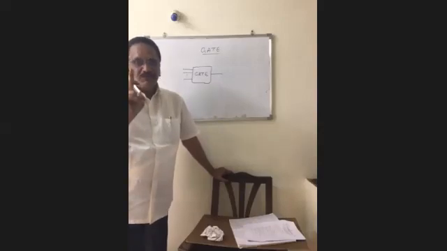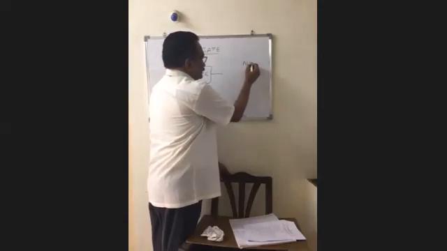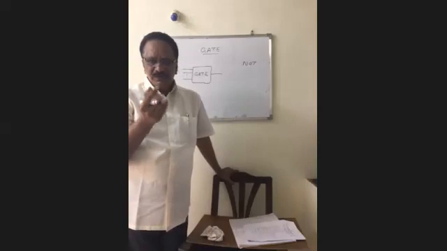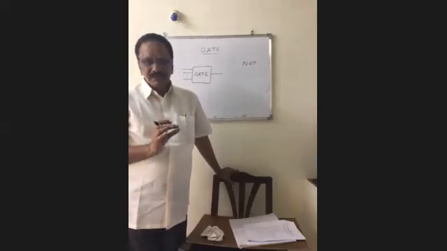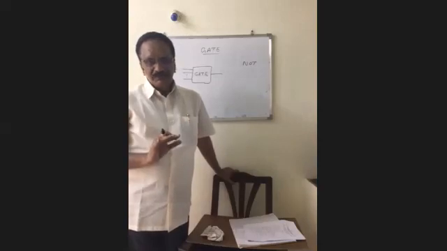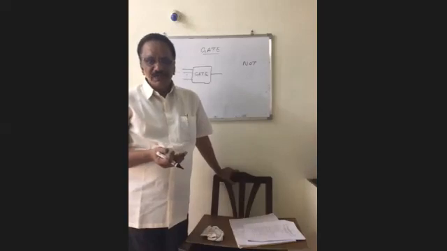Except for one gate, that is the NOT gate. NOT gate has only one input and one output. So except the NOT gate, all other gates have more than one input, two or more.